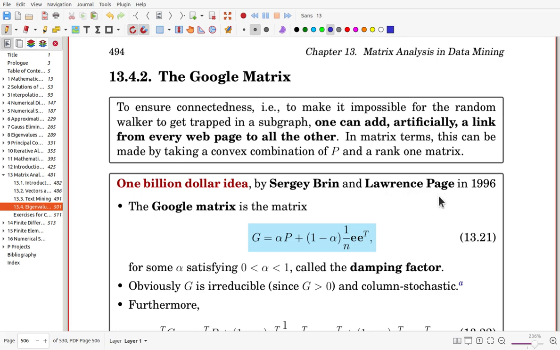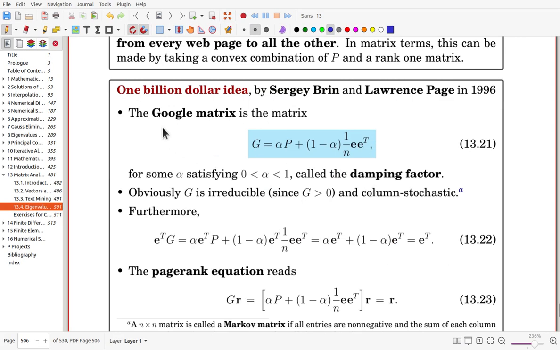And they made this idea. So we call this idea the $1 billion idea. And practically they got quite similar money from Google anyway. The Google matrix is the matrix defined in this way.